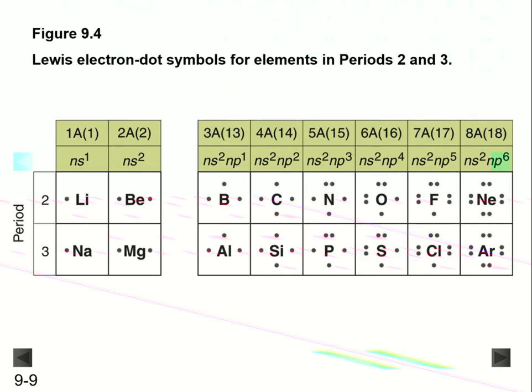Here are Lewis dot structures for elements in periods 2 and 3. So you can see lithium has 1 valence electron, so we draw it with 1 dot. Beryllium has 2, boron 3, carbon 4, nitrogen 5, oxygen 6, fluorine 7. And neon, which we generally don't draw because it has no important or significant chemical compounds, would have 8 electrons. And similarly for period 3, sodium, magnesium, aluminum, silicon, phosphorus, sulfur, chlorine, and then argon.